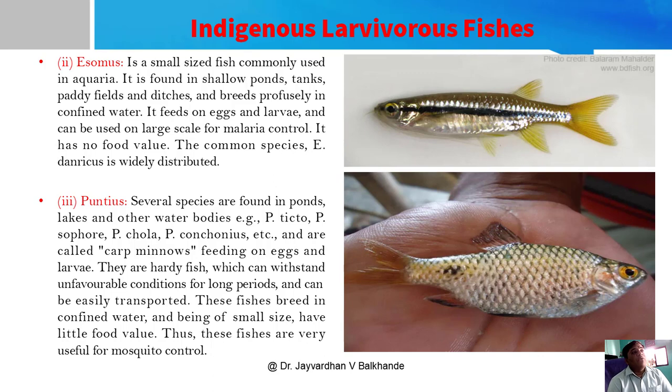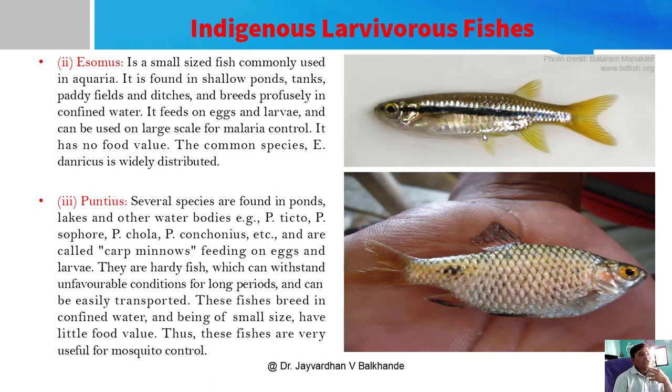It is found in shallow ponds, tanks, paddy fields and ditches, and it breeds profusely in confined water. That's why this fish is used as a larvivorous fish. We have just discussed the characteristics of larvivorous fishes. One of the characteristics is that it should breed profusely in confined water. So this fish breeds profusely in confined water.